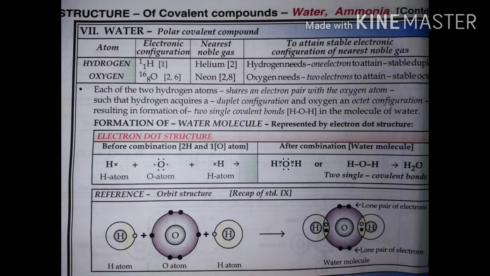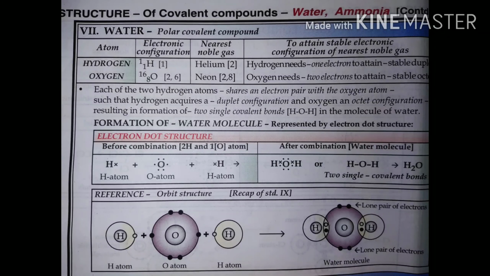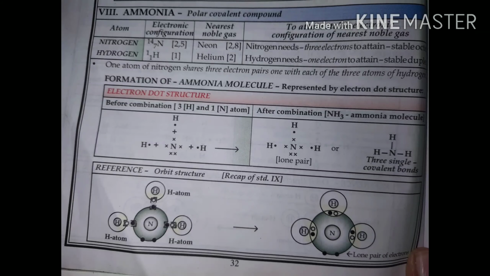You can see the structural diagram of water: there is an oxygen in the center and there are two hydrogens beside it, separated with a dash. So this is the formation of the water molecule, and in a similar manner you can see the formation of ammonia. The formula for ammonia is NH3. You can do this on your own.